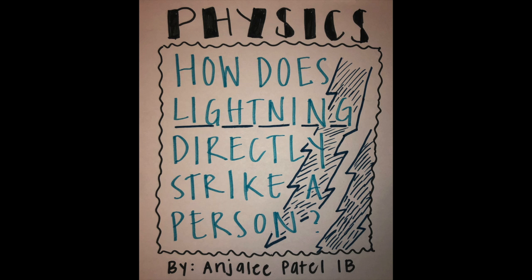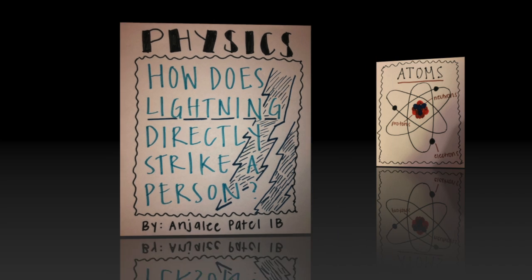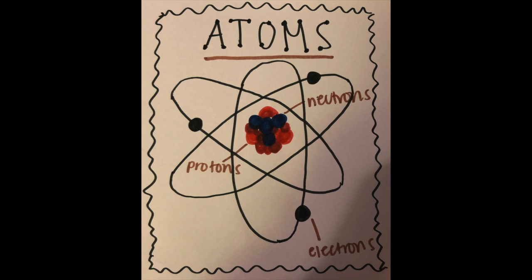Have you ever wondered how lightning can directly strike a person? This phenomenon can be explained using a variety of physics-related concepts. To start, all objects are made up of matter, which is made up of atoms. Atoms contain the following particles: protons, neutrons, and electrons.